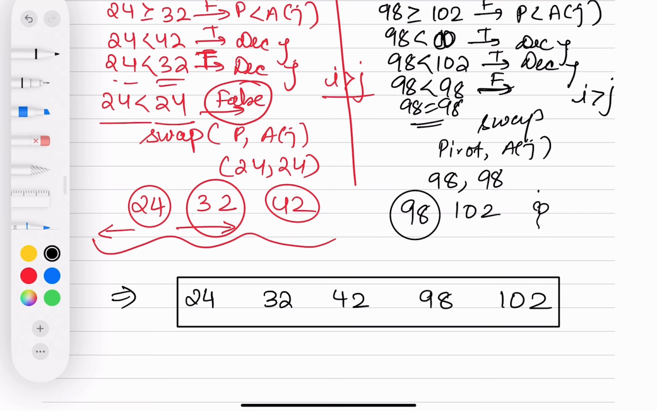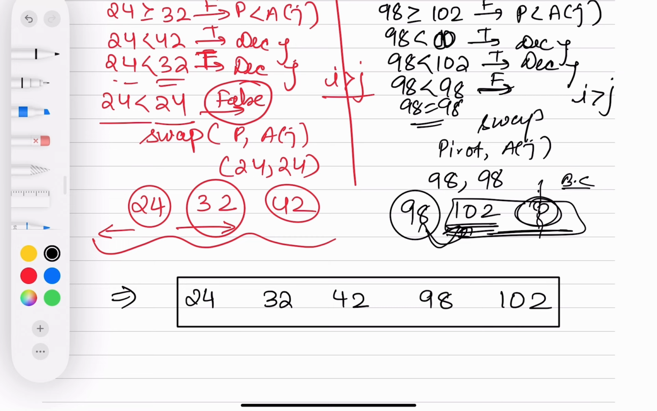Now why did I stop here? Because here you only have one element. Infinity is not an element, right? It was just an imaginary element for the boundary condition. So don't assume that there are two elements left that you will again sort. No, there is only one element left in the subarray.